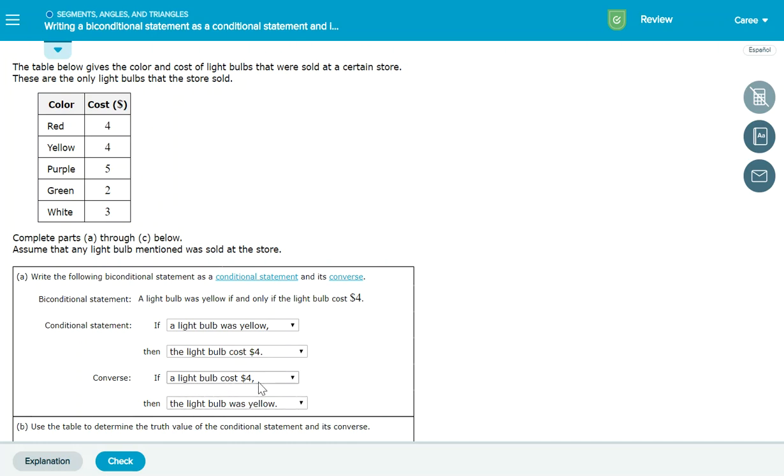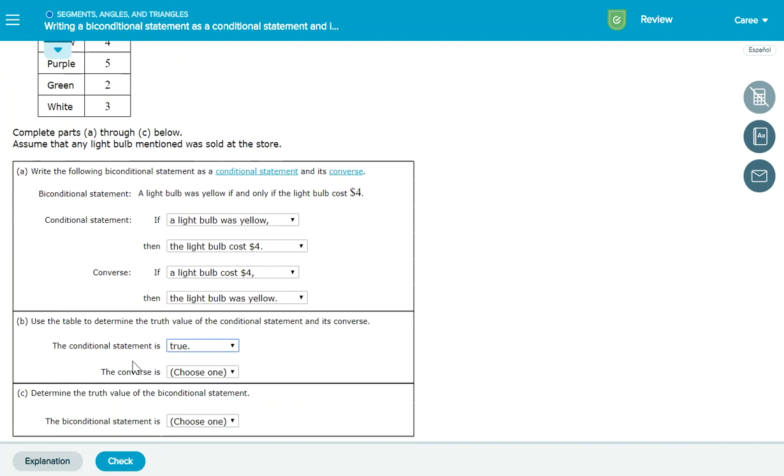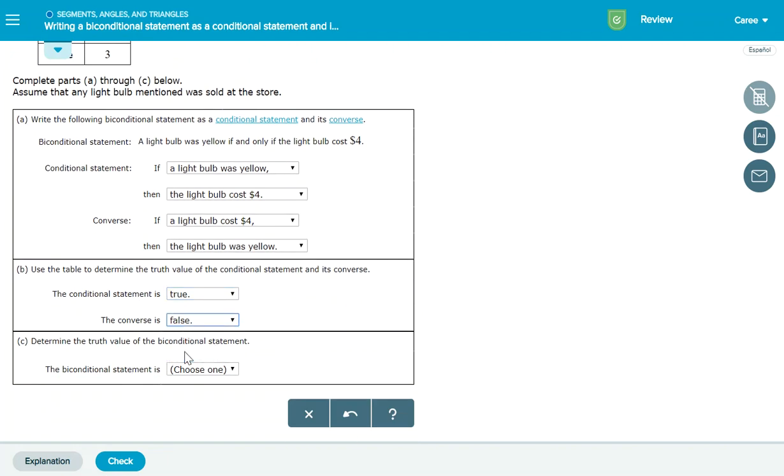So we go and look at the costs. We have to go to what it's saying if. So if a light bulb costs $4, these two right here cost $4. Those are the two fours I'm seeing. So if I find something that costs $4, then the light bulb was yellow. Well, that's not always true. It could have been red. If I'm in the store and I find something that costs $4, it doesn't have to be a yellow light bulb. It could have been a red light bulb. So this one's not necessarily always true.